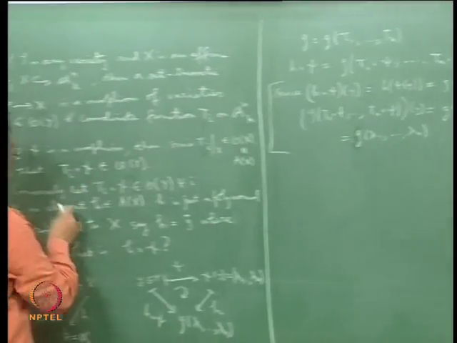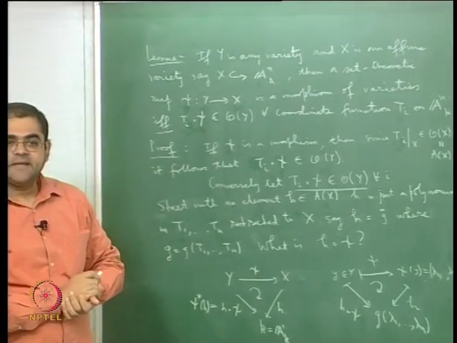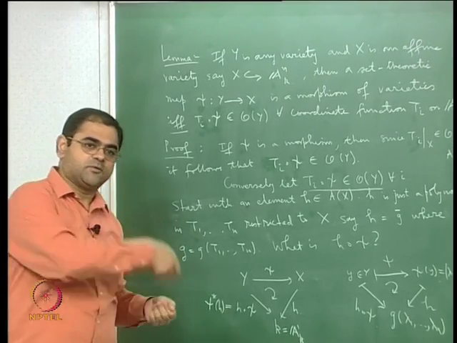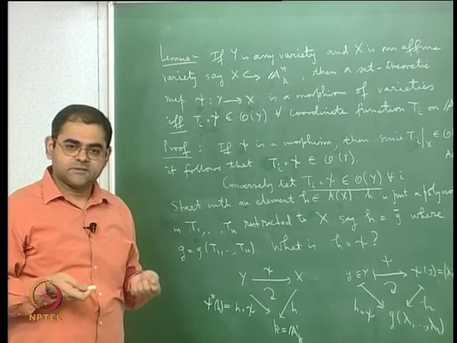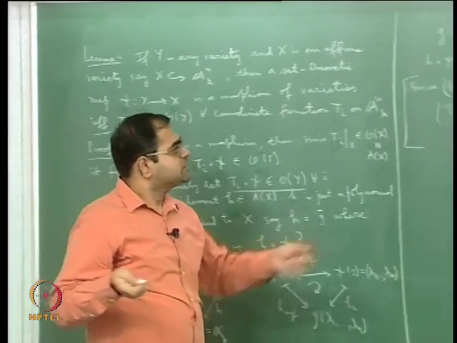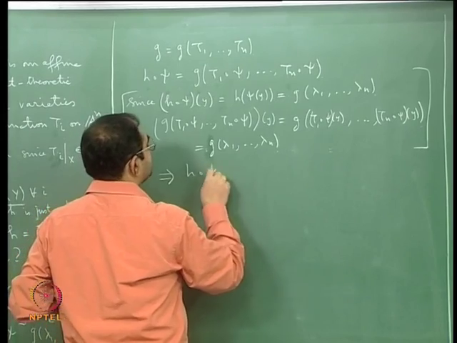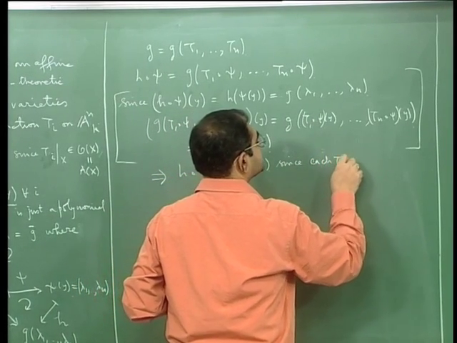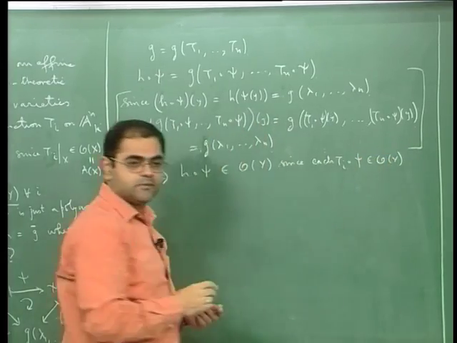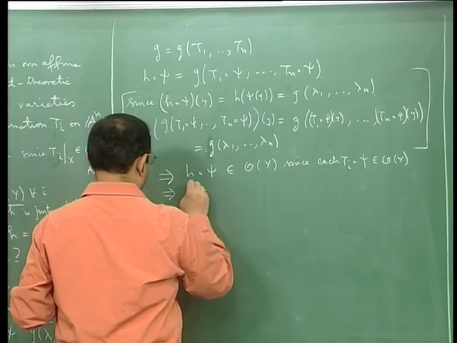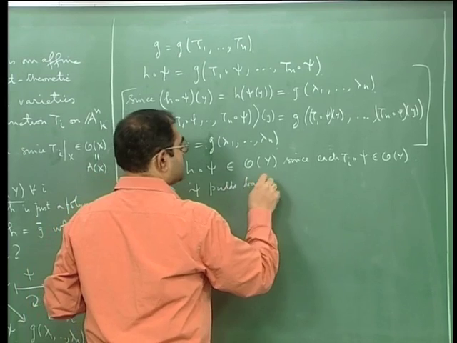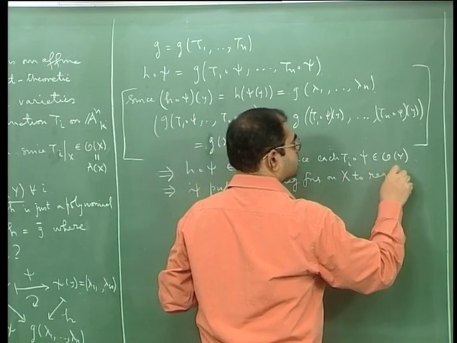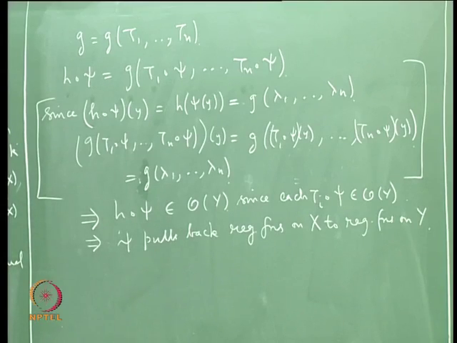It is a polynomial combination, a polynomial in these functions. But what are these functions? They are already given to be regular functions on Y. Each Ti circle psi is already a regular function on Y, and so if you give me a bunch of regular functions on Y and write a polynomial in those regular functions with coefficients in the field, the result is again a regular function, because sum and product of regular functions is again a regular function, okay. So all this will tell you that H circle psi is in O_Y, since each Ti circle psi is in O_Y. So in principle it will tell you that psi pulls back regular functions on X to regular functions on Y, okay.